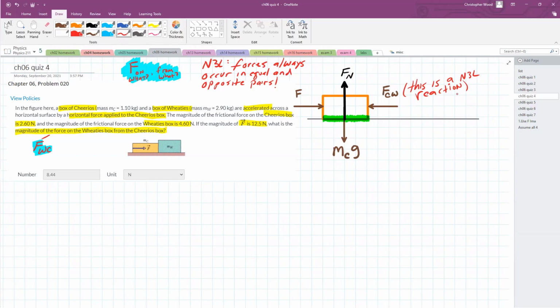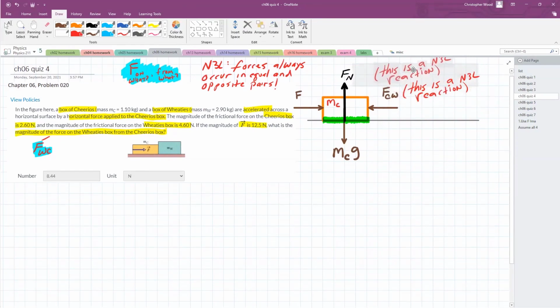All right, so there you have it. That's the free body diagram for my Cheerios. I'll label that right here. This is the mass of my Cheerios box. I'm going to do the same thing now for my Wheaties. And I think I'll move this over here. I'll use the same.